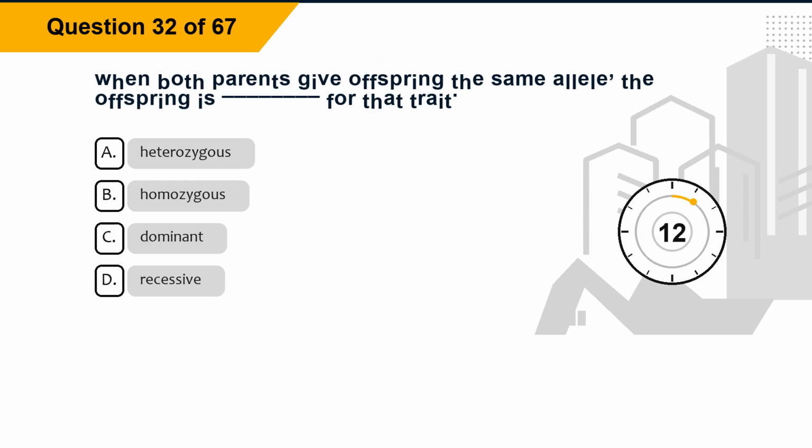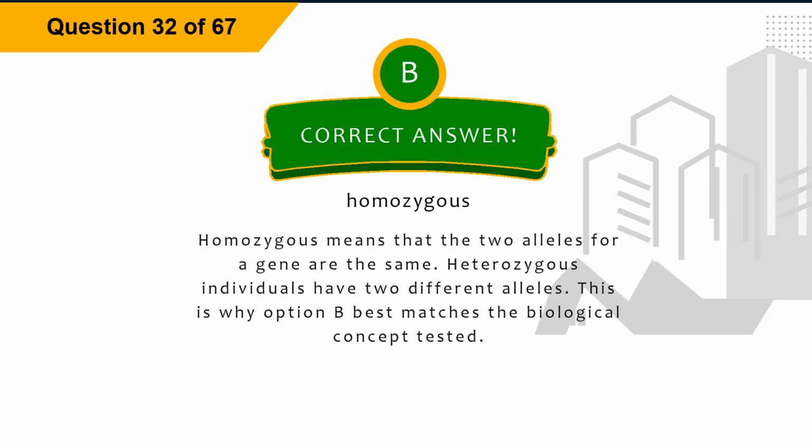Question 32. When both parents give offspring the same allele, the offspring is blank for that trait. Option A, heterozygous. Option B, homozygous. Option C, dominant. Option D, recessive. The correct answer is option B, homozygous. Explanation. Homozygous means that the 2 alleles for a gene are the same. Heterozygous individuals have 2 different alleles. This is why option B best matches the biological concept tested.